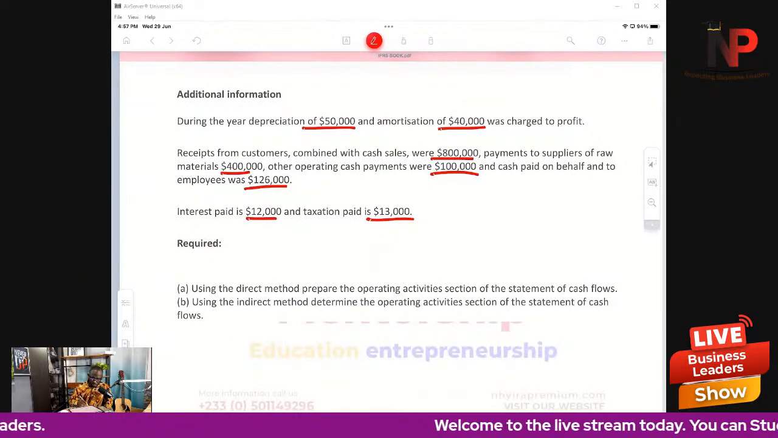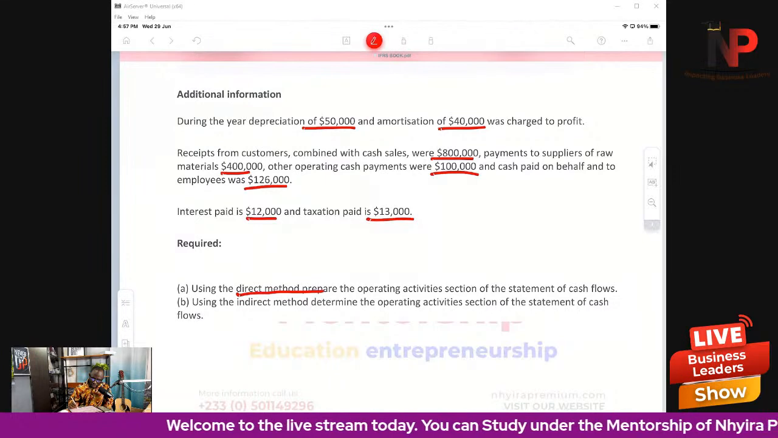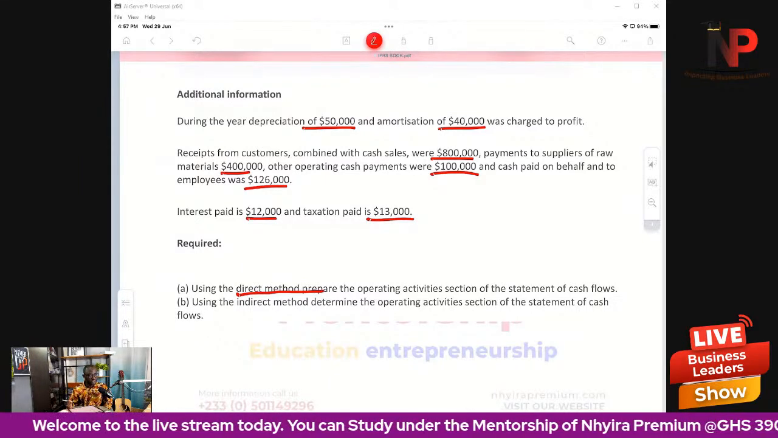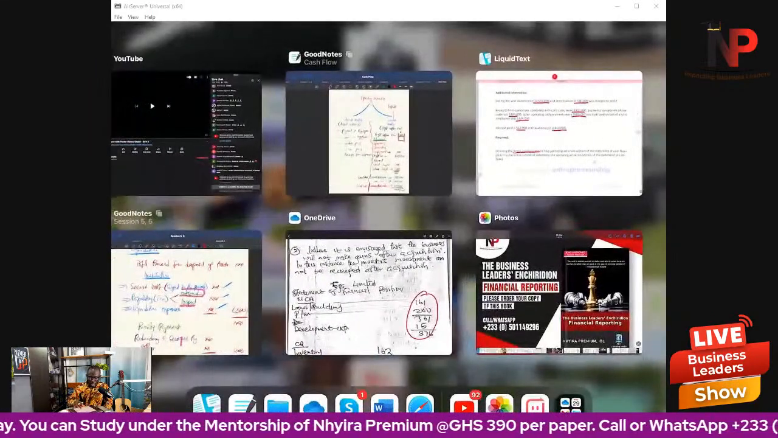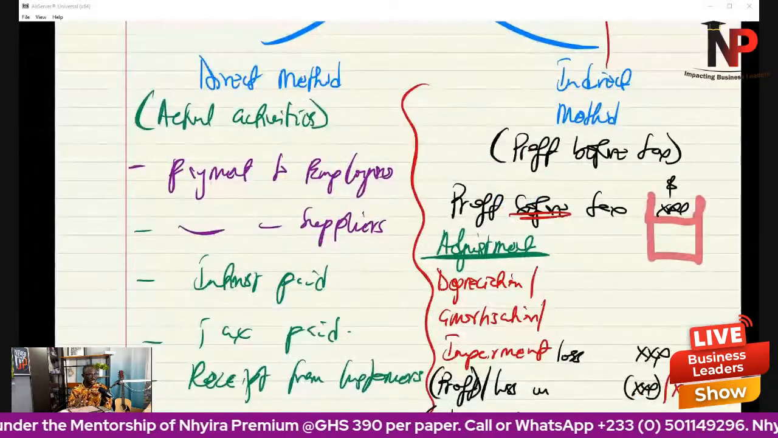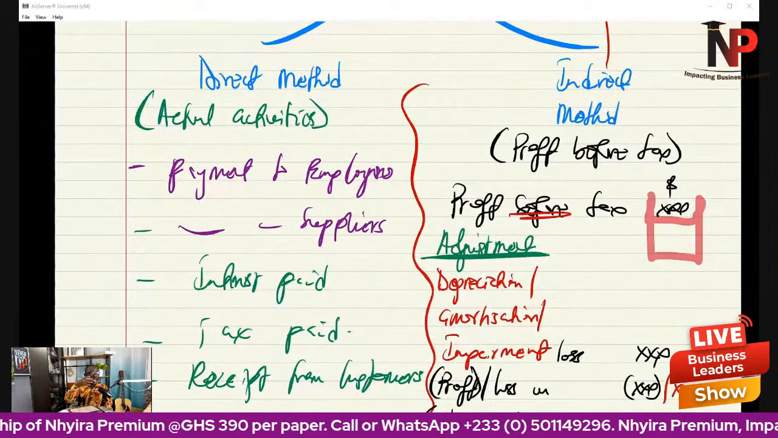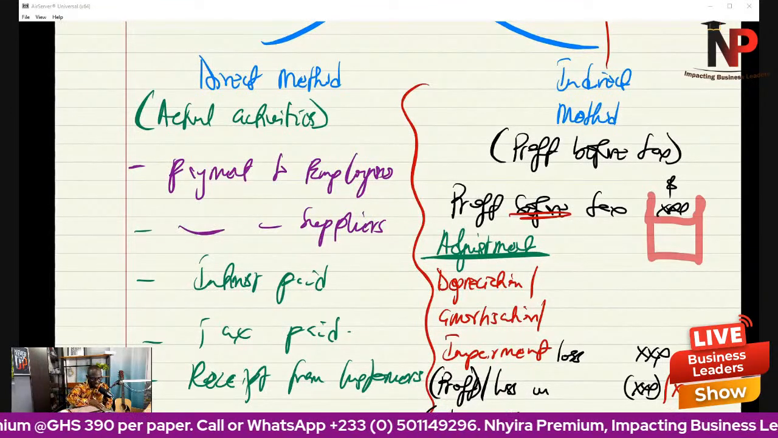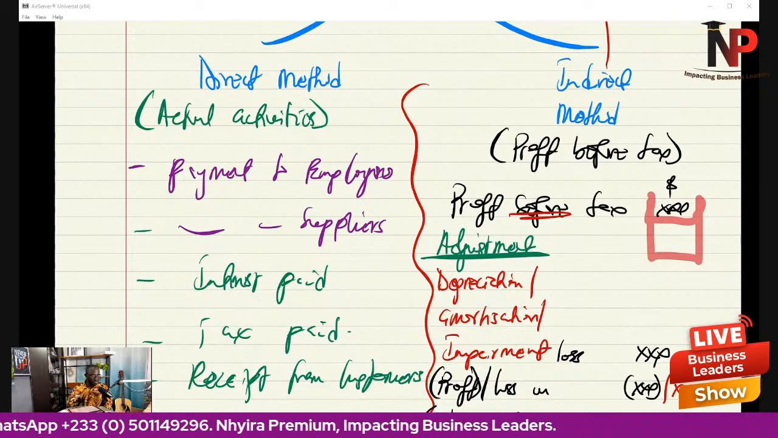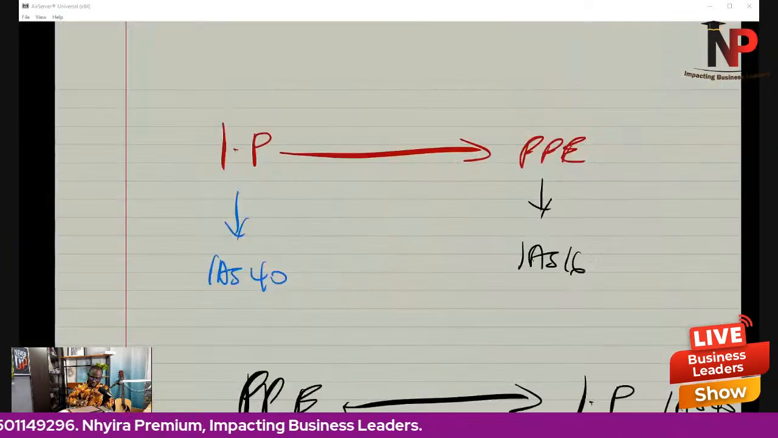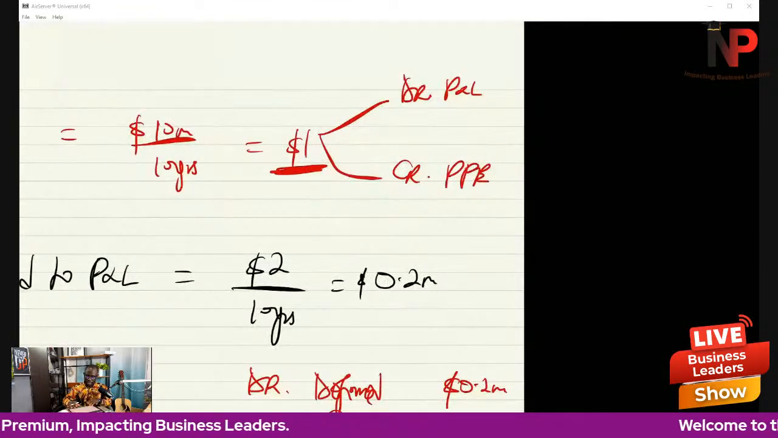A: using the direct method, prepare the operating activities section of the cash flow statement. Now, remember, like we said earlier, when we are looking at the direct method, our focus will be on the actual cash, the actual payments that we gave to people during the year under review. So let's look at how that is going to span out in the discussion.